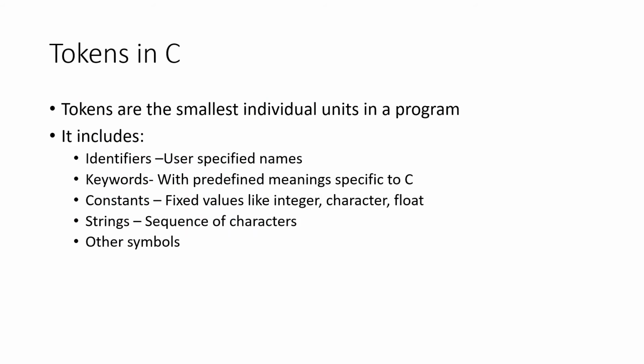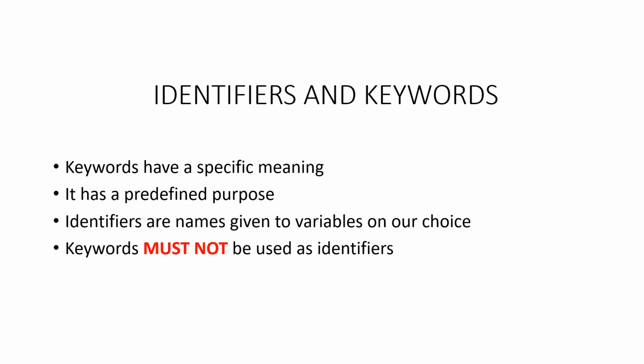Then another term called token. Tokens are the smallest individual units in a program. And the five major tokens are: one is identifiers, second is keywords, third is constants, then strings and other symbols. First we will learn what these two words mean, that is identifiers and keywords. For any programming language this is very important. Some words are called identifiers and some others are called keywords.